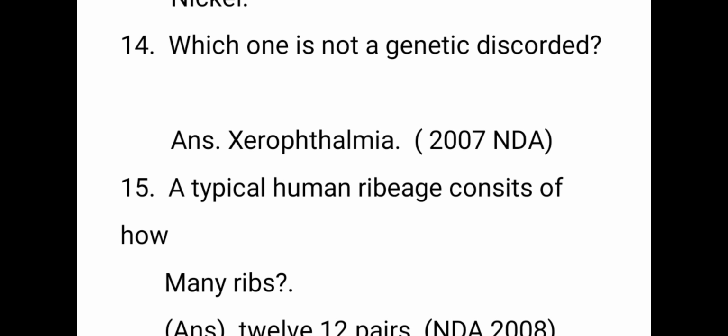Which one is not a genetic disorder? The right answer is Xerophthalmia. This disease is the abnormal dryness of the conjunctiva and cornea of the eye with inflammation and rigid formation, typically associated with vitamin A deficiency.